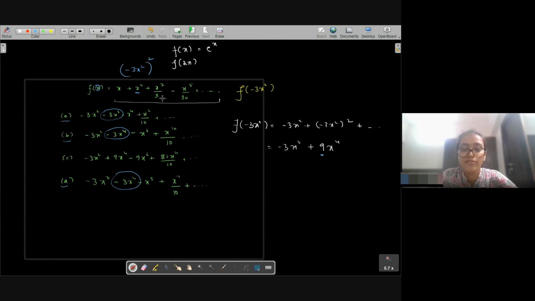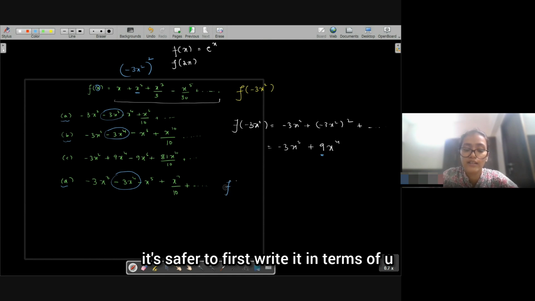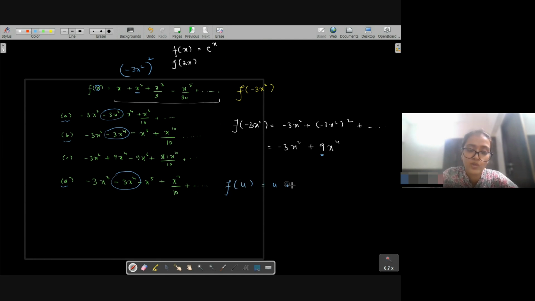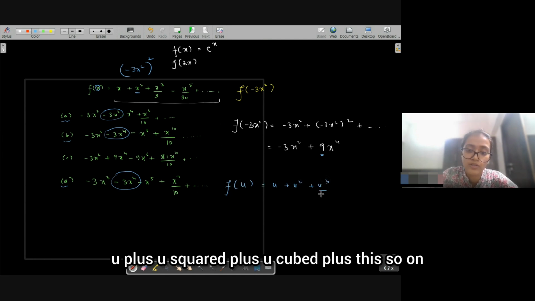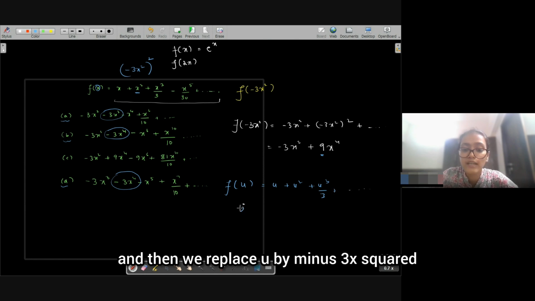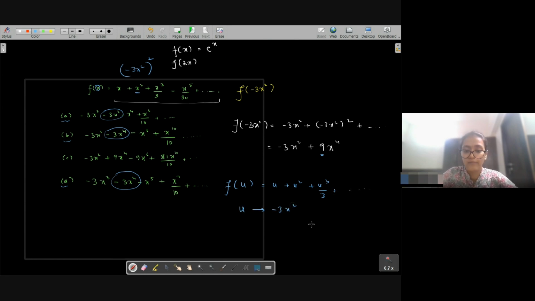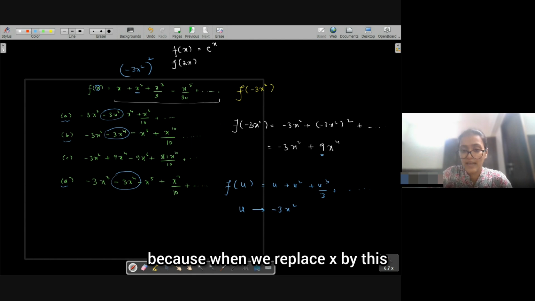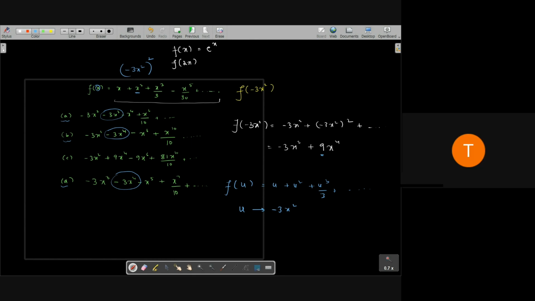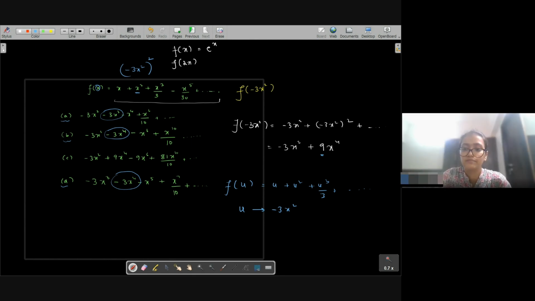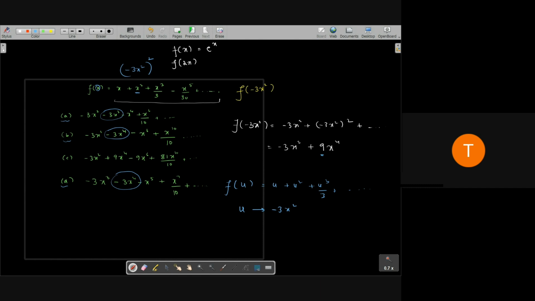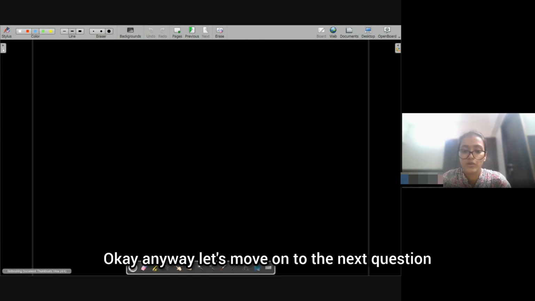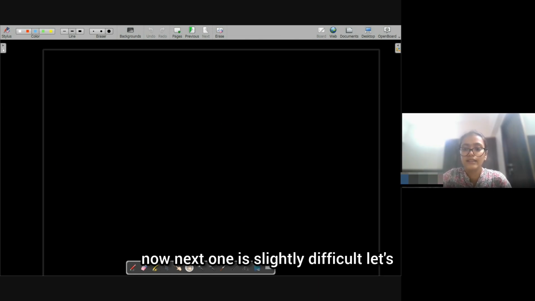It's safer to first write it in terms of u plus u squared plus u cubed and so on. And then we replace u by minus 3x squared, because when we replace x directly, sometimes we make a mistake. Okay, anyway, let's move on to the next question. Our next one is slightly difficult. Let's see, not that difficult.